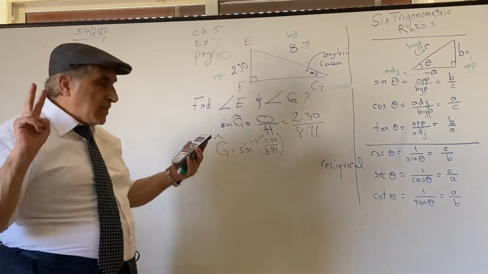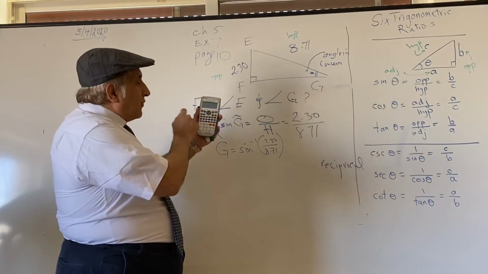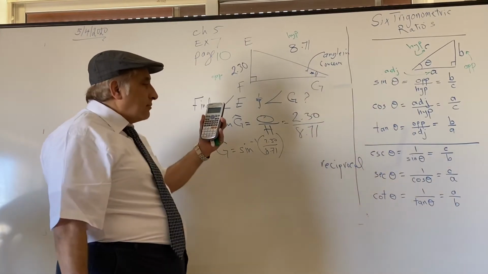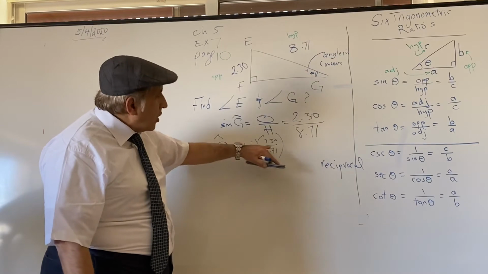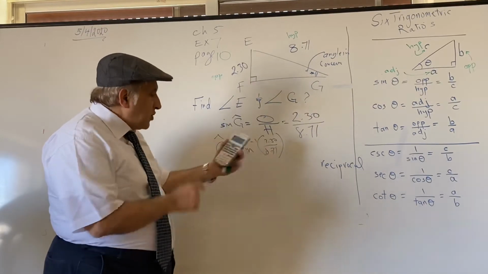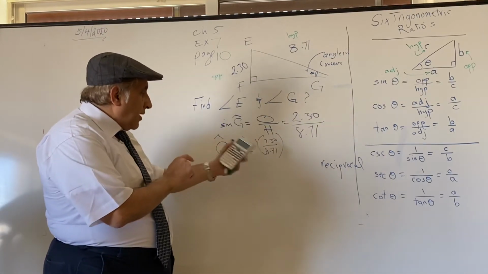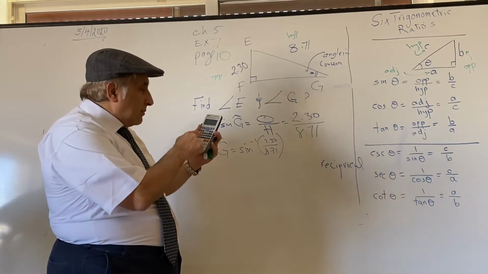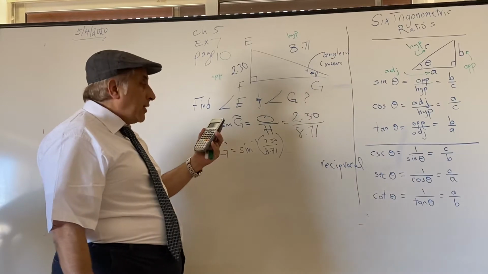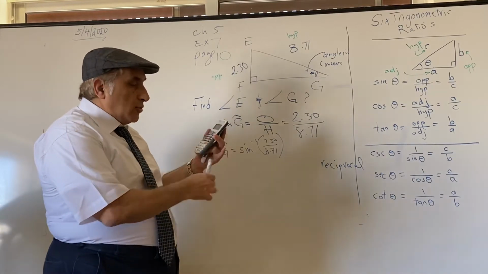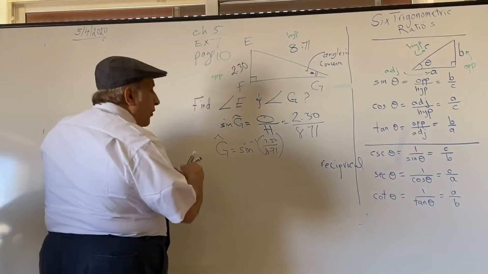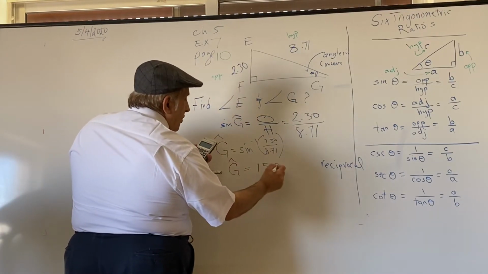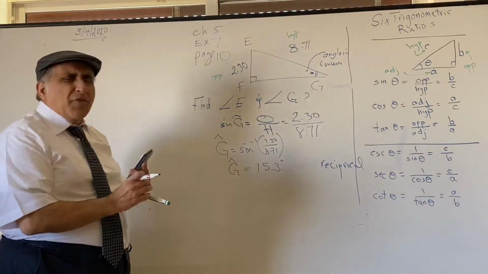Two buttons I have to press. I go up to the left, called shift, then I put sine. It will look like this. Inside I want to put 2.30 divided by 8.71. Don't forget to close the bracket. All right? And the answer given to you is 15.3. Let's round it to one decimal place.